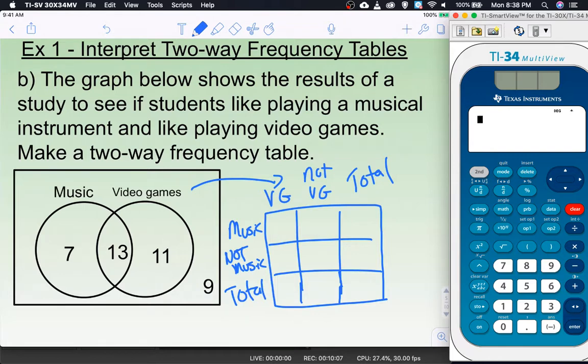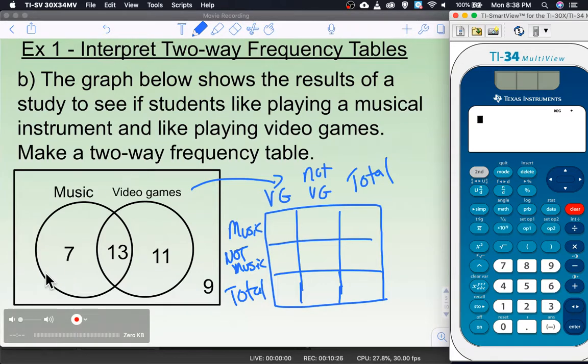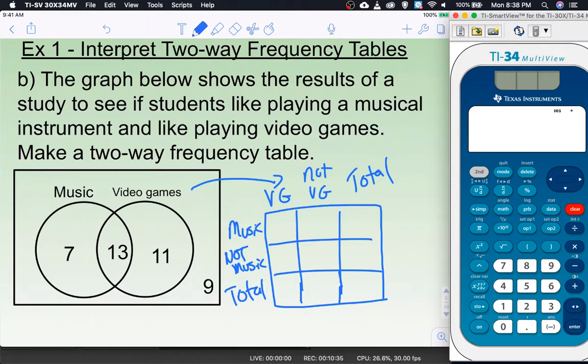I always recommend you have a space for your totals in your two-way frequency tables. Even if you have to make it yourself, if you have to add a row and a column onto a table to find your totals, I highly recommend that. It is very, very helpful. All right, so here's what I want you to do. I want you to take a second and see if you can figure out where these four numbers go in our two-way frequency table. Take a second or two, pause the video, try it. Think about it, and then hit play, and then we'll go through it together.